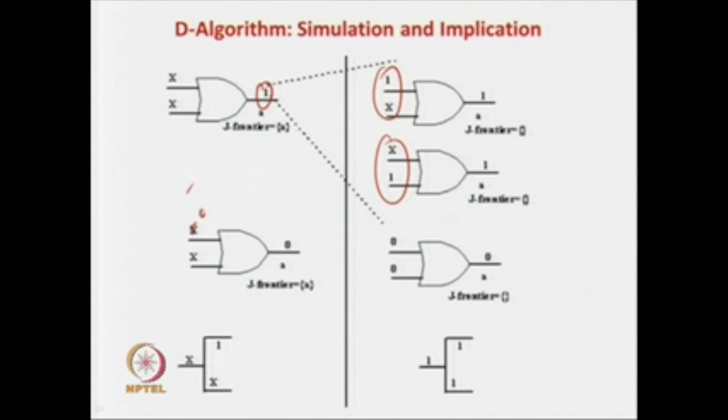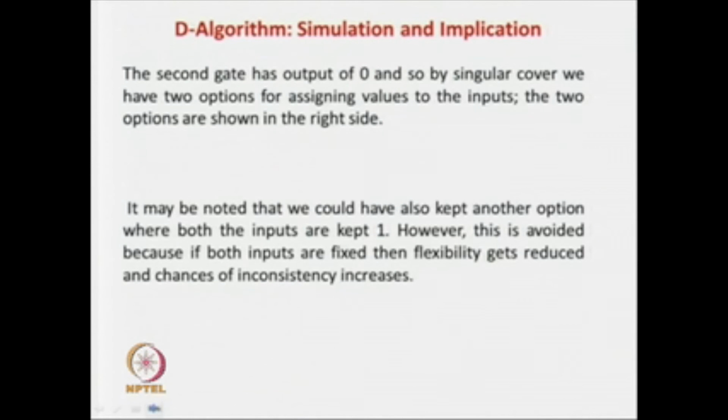But if in the case this x is 0, then this same gate is still in the J frontier, because the output is 0 and this input is x. So, you make this input 0, and this will solve your purpose. But a gate in a J frontier may not always solve your purpose; there may be inconsistency. Still, a gate in the J frontier means there is some scope that it can be used for backward propagation, and maybe used for justification, which may give you a successful result, but also may lead to inconsistency.